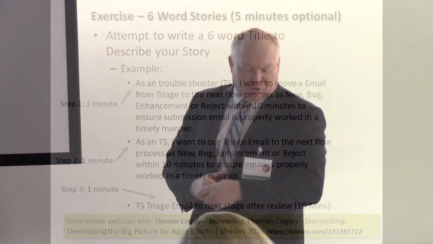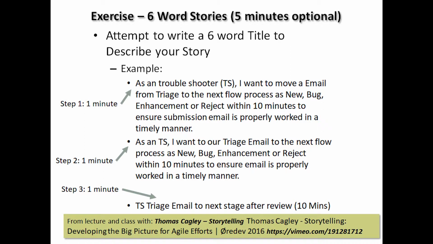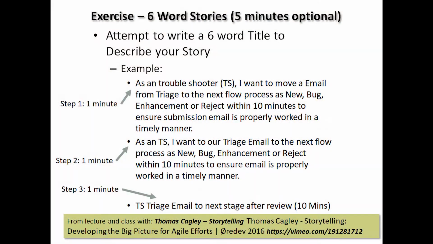So here's an example. So we attempt to write a 6-word story. So here's the story. As a troubleshooter, I want to move an email from triage to next flow process as a new bug or an enhancement, or reject within 10 minutes. And ensure the submission email is properly worked in a timely manner. So it's kind of big and vague, and that timing manner was a tough one. But you can see that's a lot of words. Maybe you would write that in your description. But how are you going to put that into the slide?